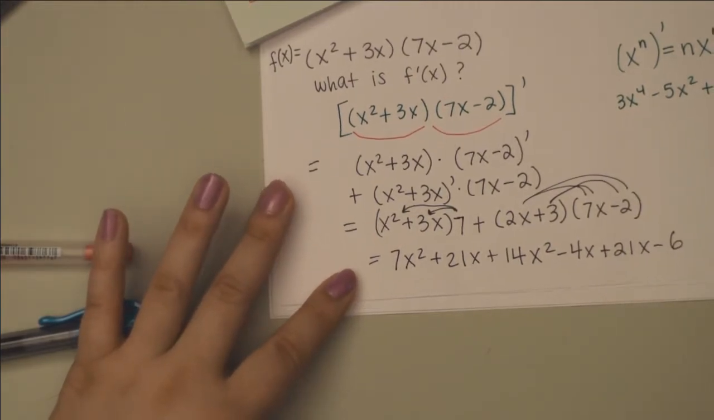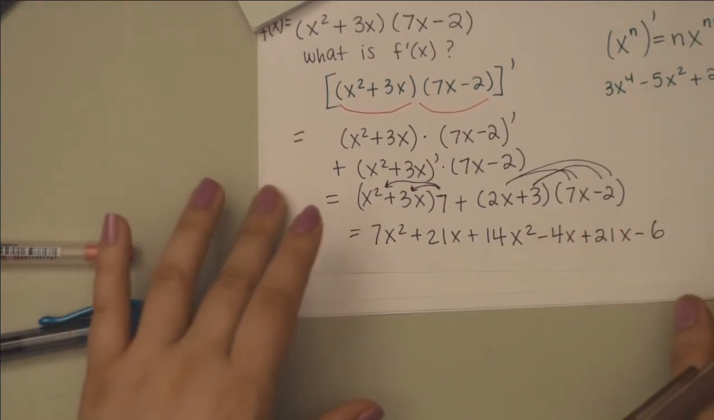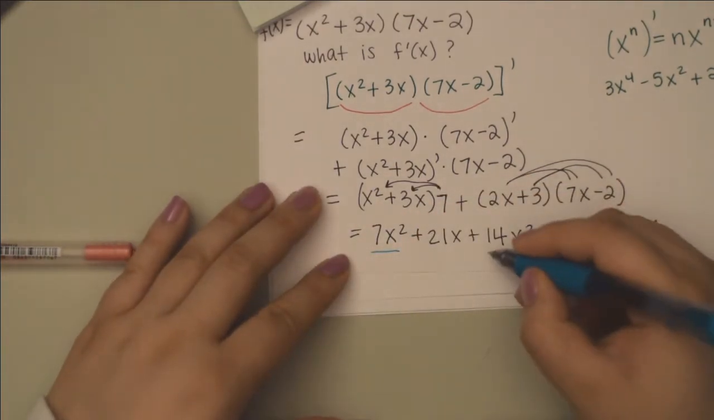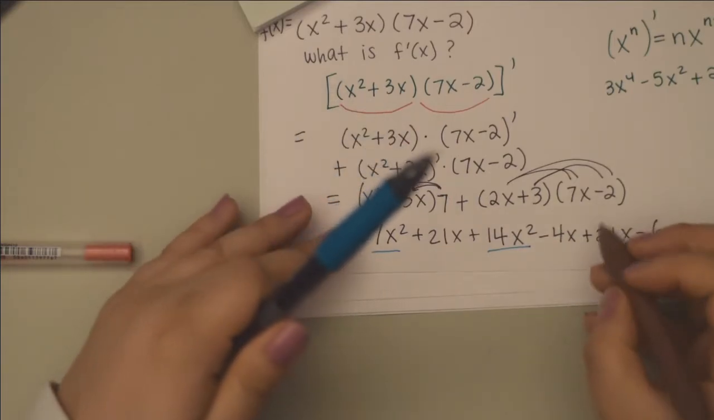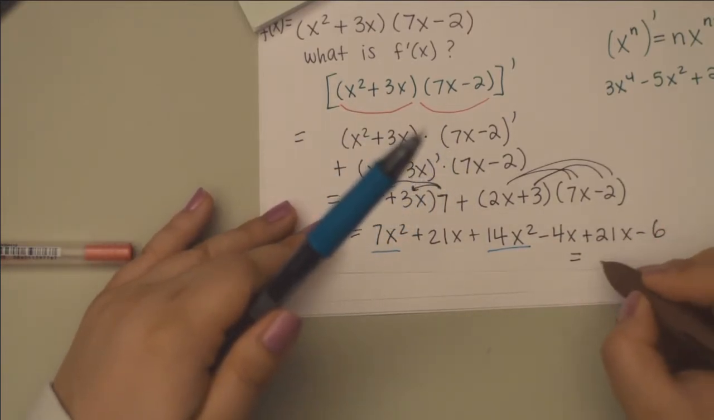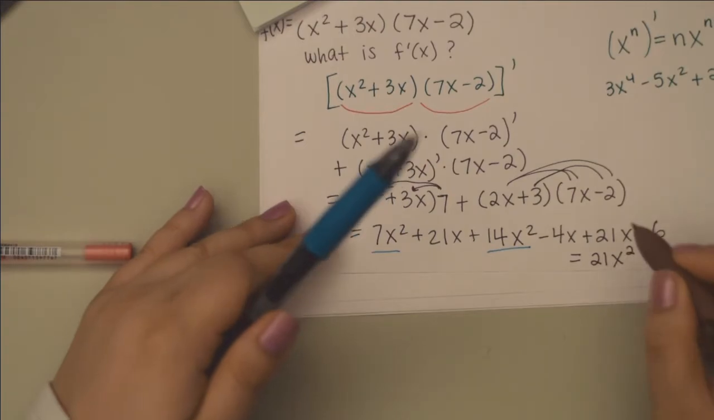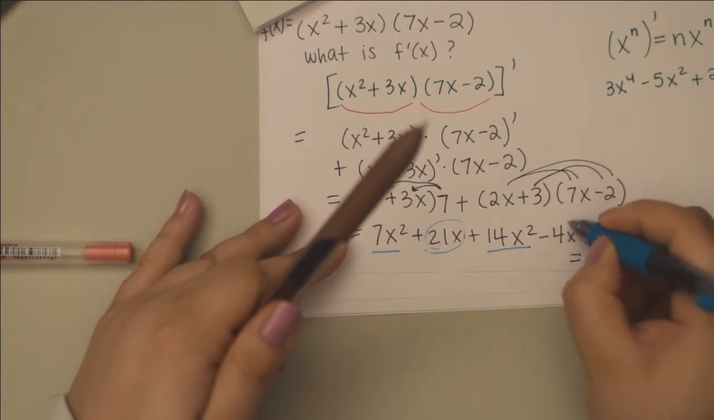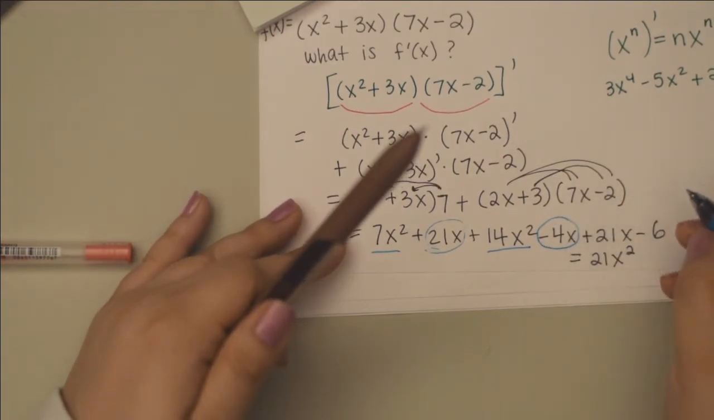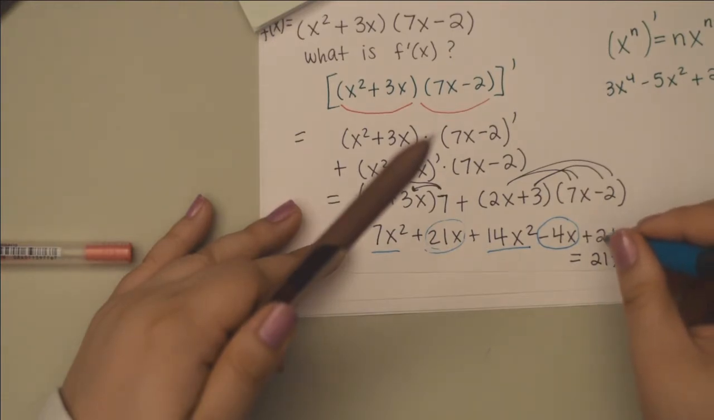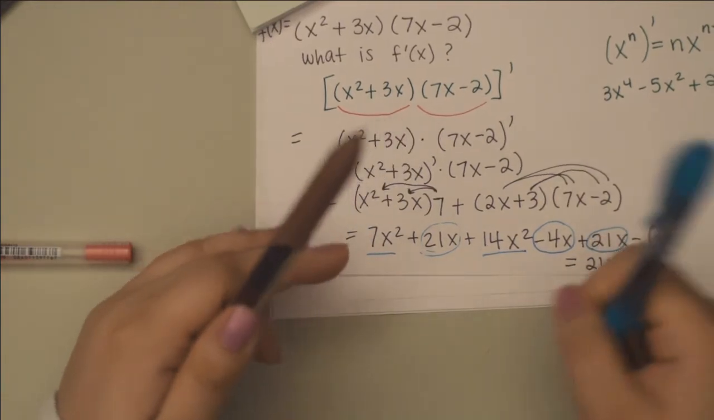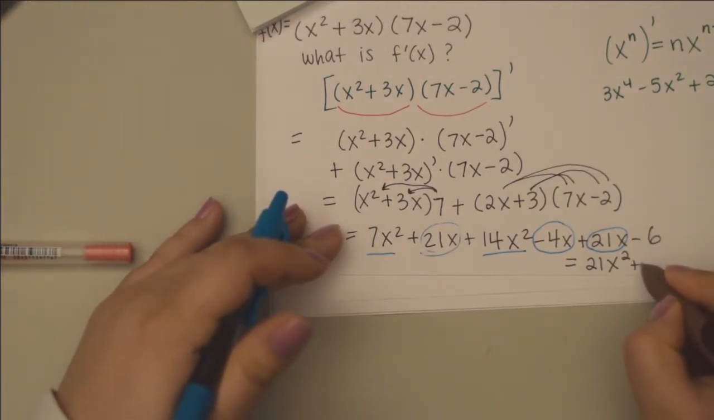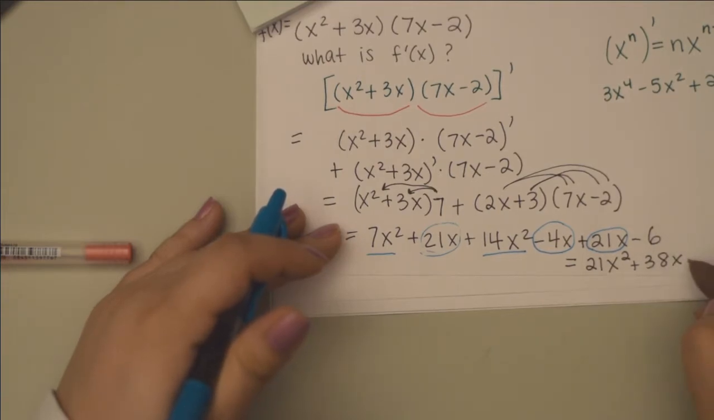And then we combine our like terms. 7x squared plus 14x squared is 21x squared. And then I have a 21x minus 4x, yikes, 17x plus 21x is 38, is that right, 38x, and then a minus 6.